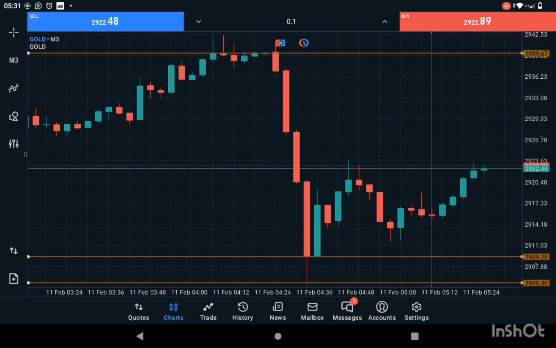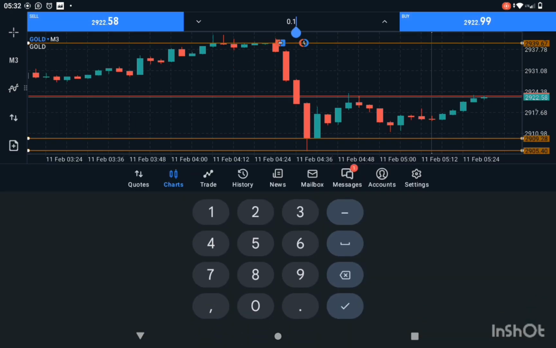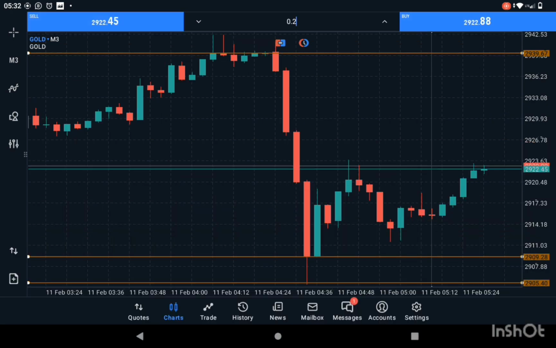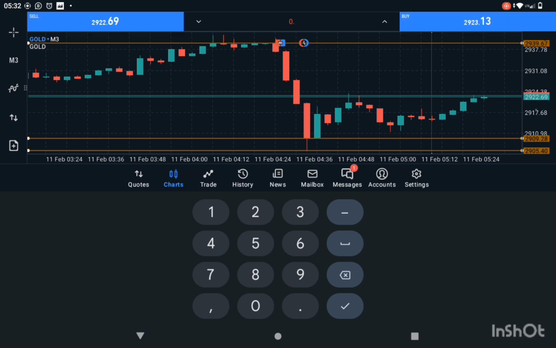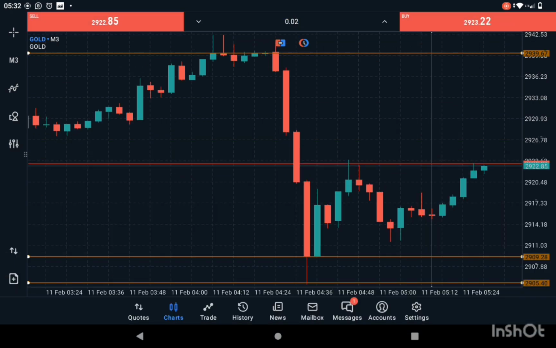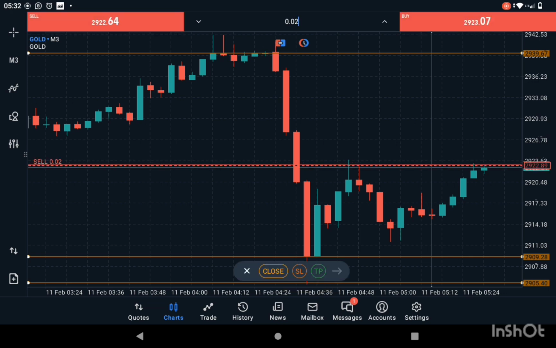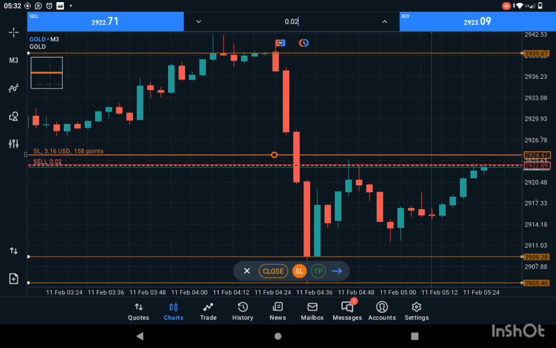And this is okay. What I can do is set it to sell at 0.02, right? Set to sell. Not enough money. Okay, at 0.02. Okay, I'll set to sell, right? And then I will place my stop loss right there.